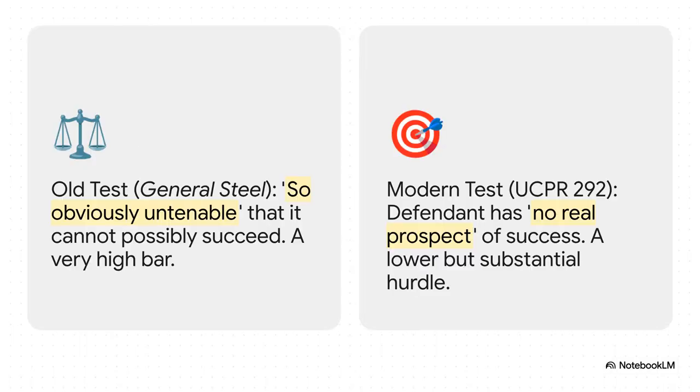Understanding the history here is really key to understanding the modern test. The old test, from the General Steel case, set an incredibly high bar. A defense had to be so obviously untenable that it cannot possibly succeed. Just a ridiculously high standard. But the modern test in UCPR 292 is different, and this was confirmed in big cases like Deputy Commissioner of Taxation v. Salcedo. The phrase "no real prospect" actually lowers that bar. Now, don't get me wrong, it's still a substantial hurdle, but the focus is now on a realistic assessment of the evidence, not just a quick glance at the pleadings.